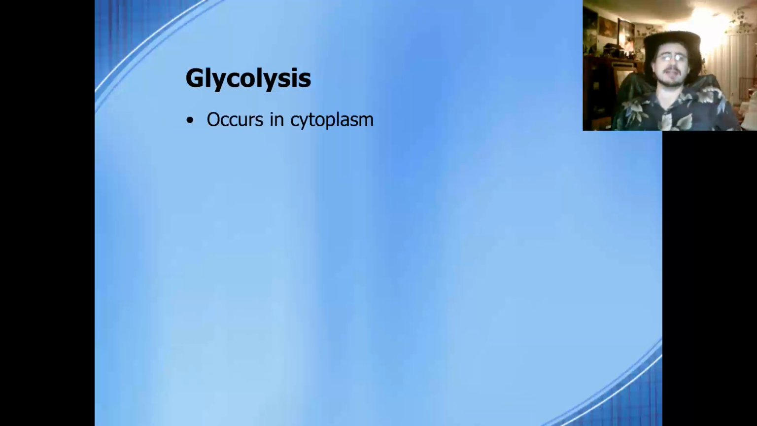So, glycolysis. It occurs in the cytoplasm of the cell. So, even though we talk about ATP being made in the mitochondria, the very first phase, the first step in cellular respiration does not occur in the mitochondria. So, glycolysis is anaerobic.